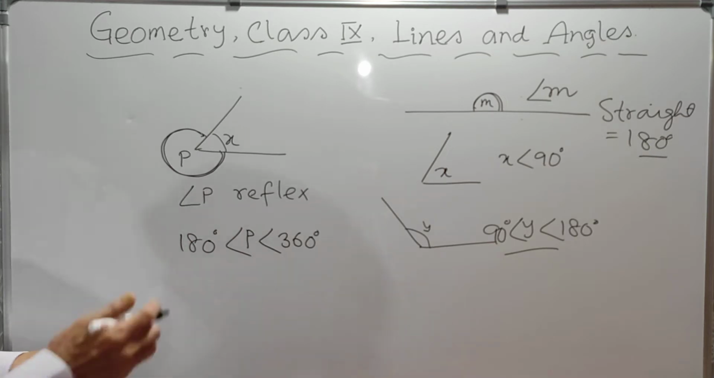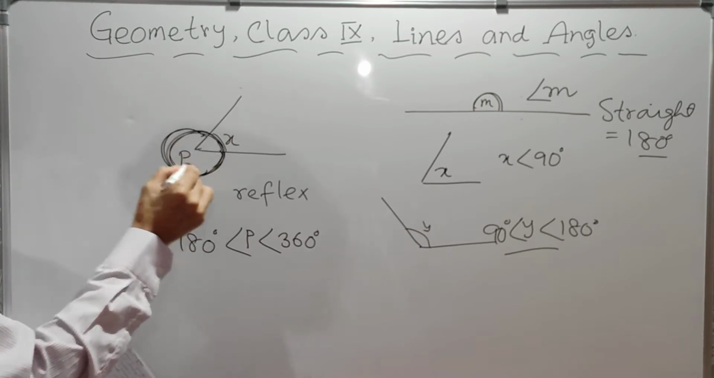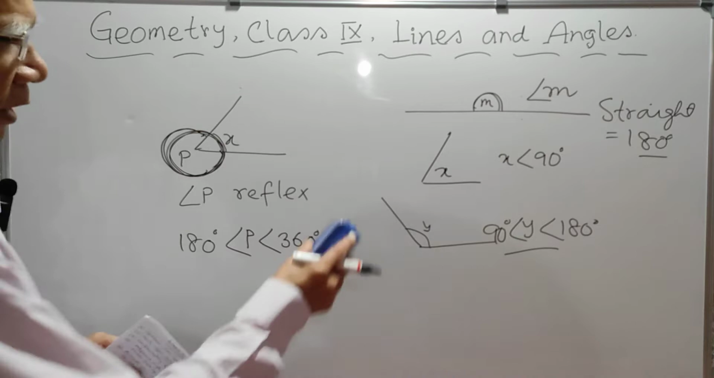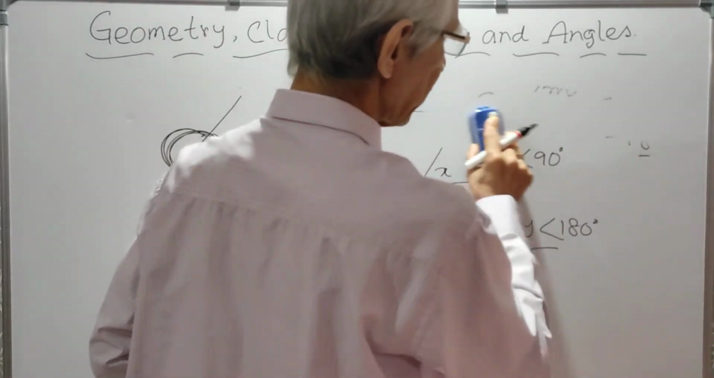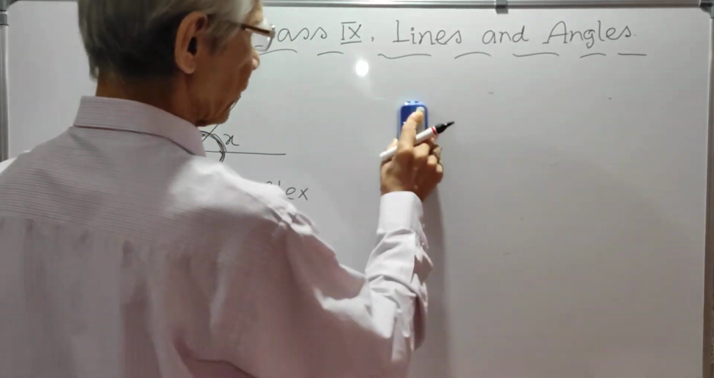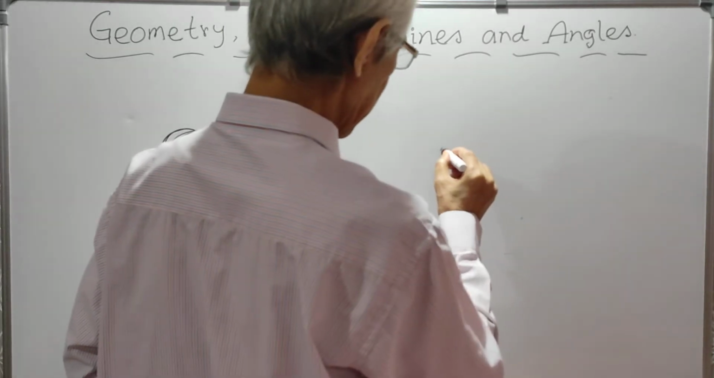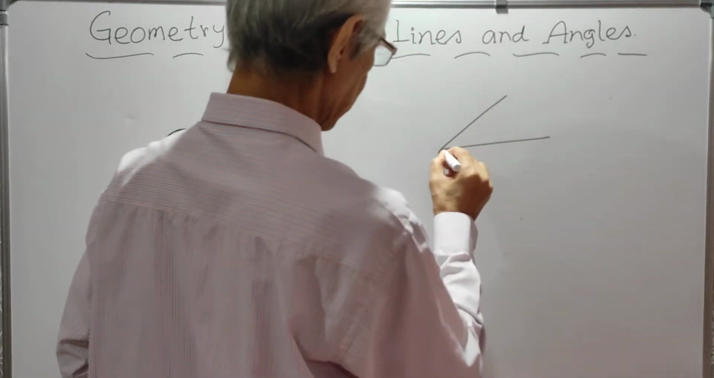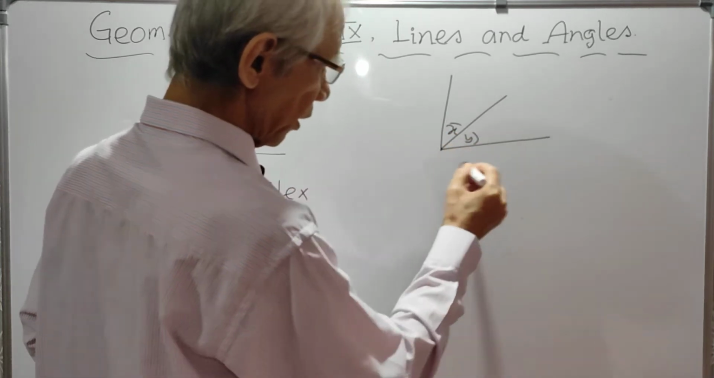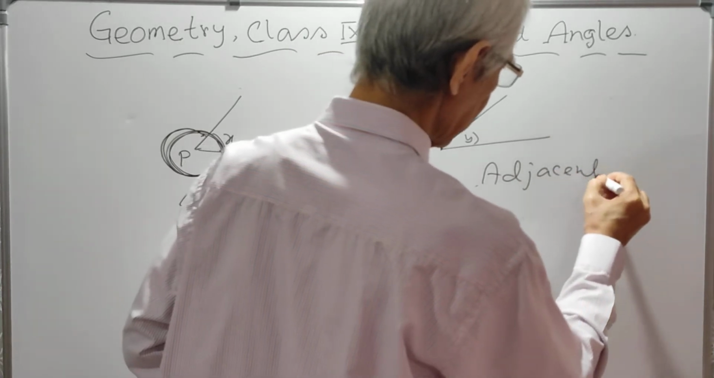All right. Now reflex angle and acute angle together make 360 degree. So this whole angle is 360 degree. Okay. All right. Now coming to next, pair of angles. So we have several pairs of angles. Now these two angles, this is angle X, this is angle Y. Now X and Y are adjacent angles.